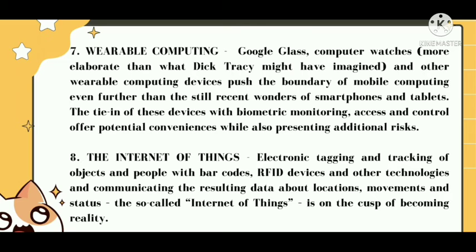Eighth, we have the Internet of Things: electronic tagging and tracking of objects and people with barcodes, RFID devices, and other technologies, and communicating the resulting data about locations, movements, and status. The so-called Internet of Things is on the cusp of becoming reality. While this technology may offer many benefits to businesses and consumers, the privacy issues posed by the Internet of Things are similar to the issues surrounding big data.